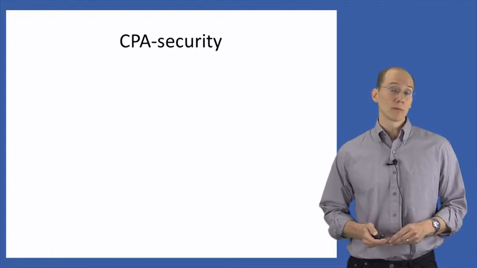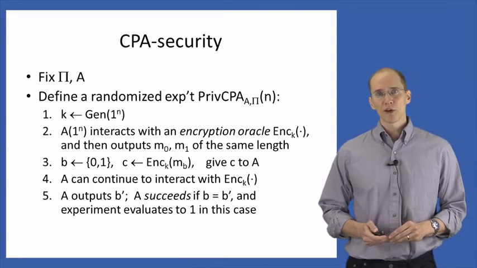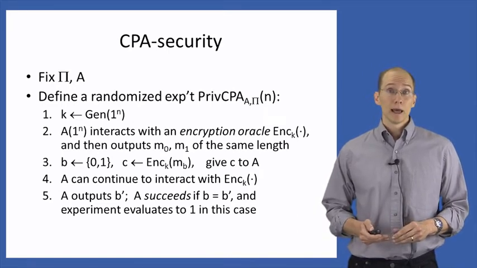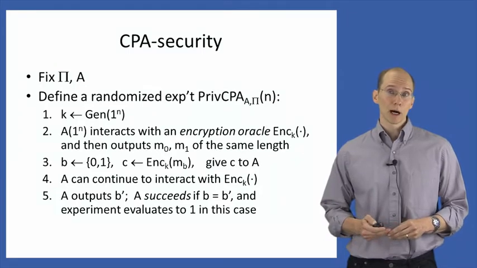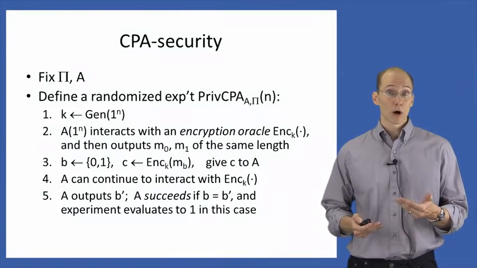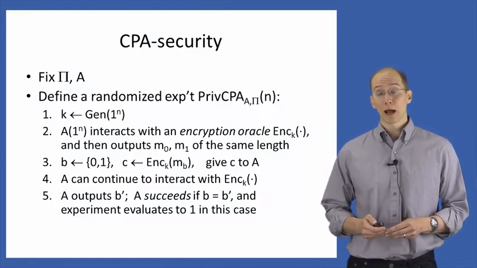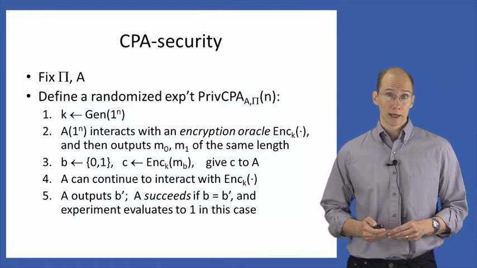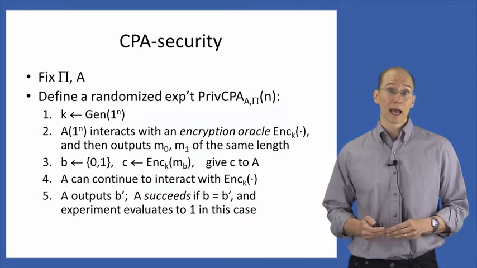Let's now define formally the notion of CPA security. As usual, we're going to fix an encryption scheme pi, fix a particular adversary A, and then define a randomized experiment based on pi and A. The experiment that I'm calling here PrivCPA is parameterized by our security parameter n and proceeds in the following way. In the first step, we run the key generation algorithm of the encryption scheme to obtain a key k.